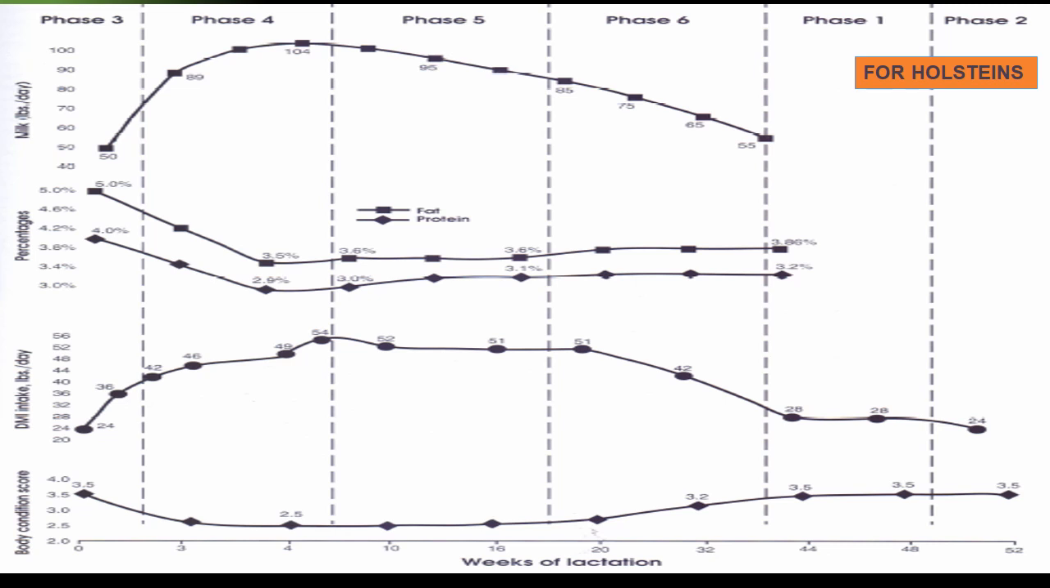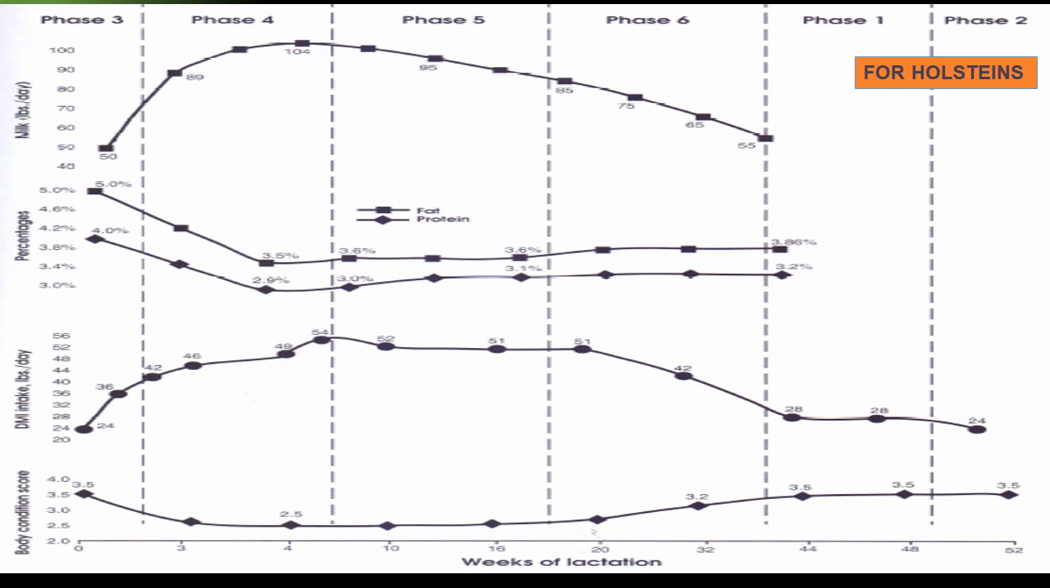So just look at the graph. The topmost curve is indicating the milk yield of the animal, whereas the second and third are indicating the fat and protein content changes during the lactation cycle, and third from the top is indicating the dry matter intake, and the lowermost is indicative of body condition score.